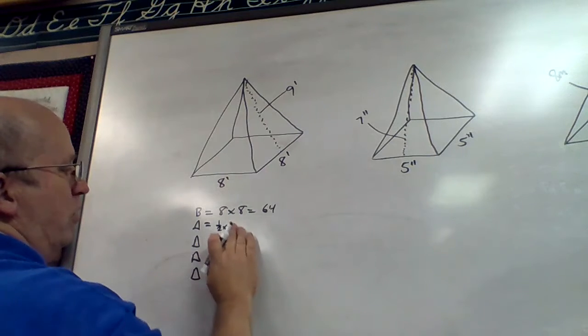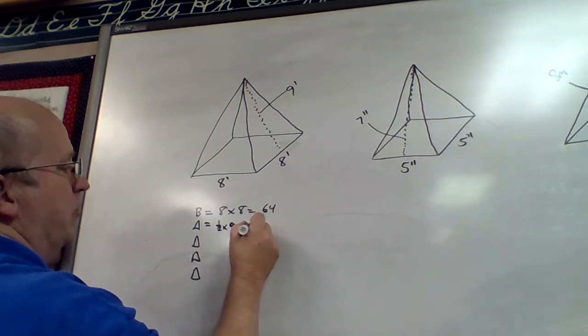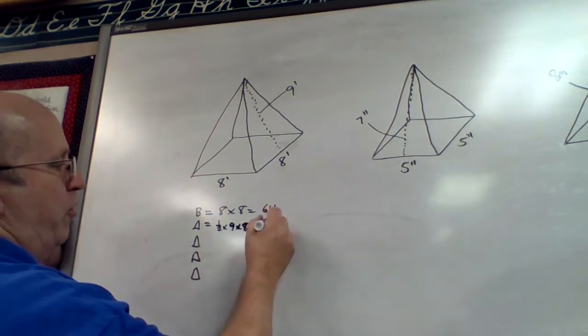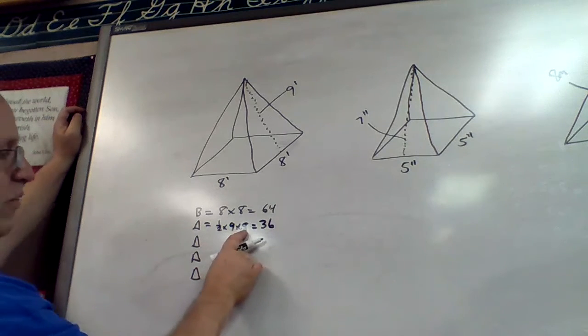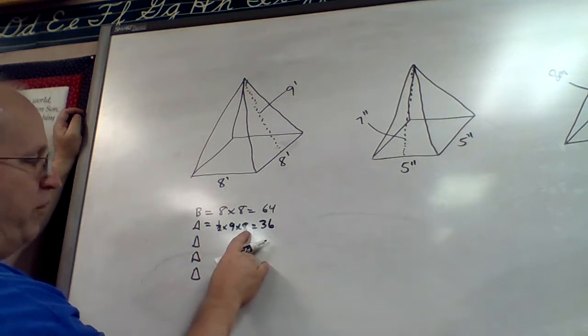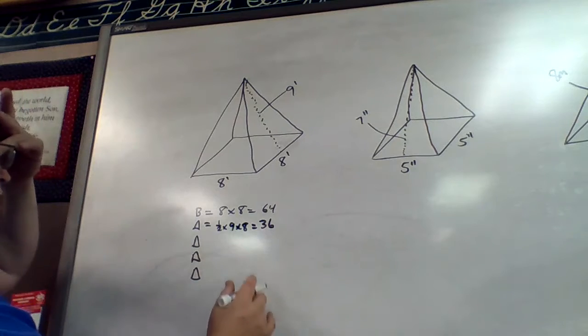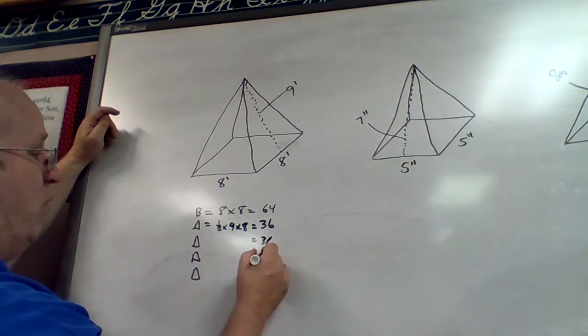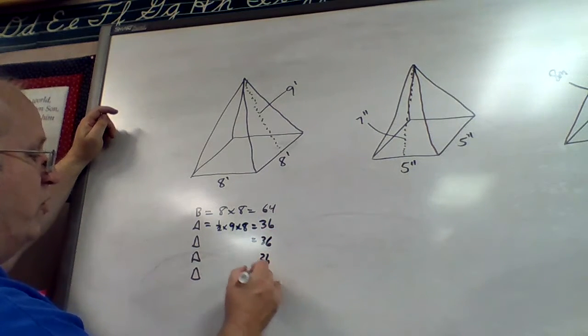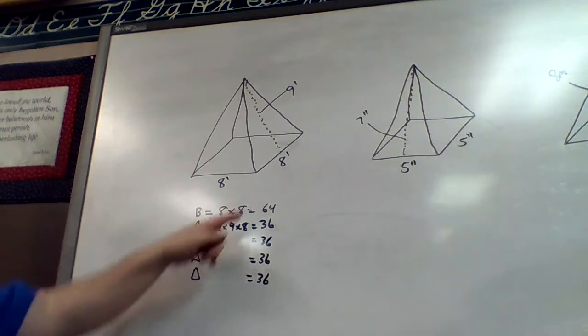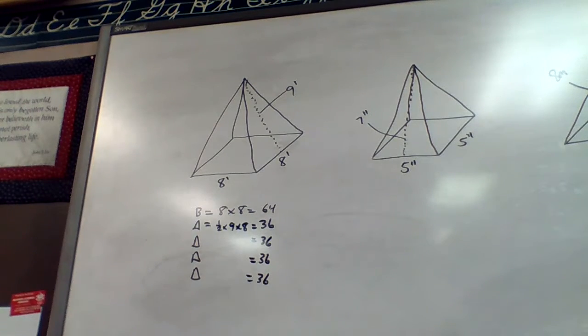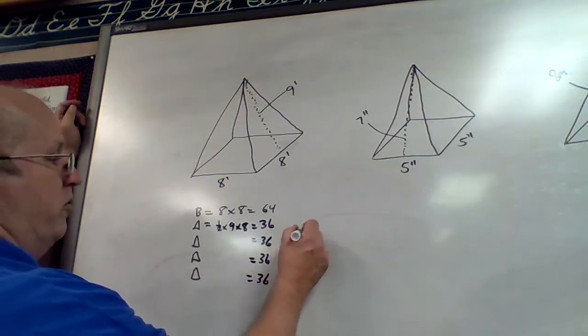right here. So I'm going to rewrite this as 1/2 times 9 times 8. And that would be 36, because 1/2 of 8 is 4, 4 times 9 is 36. And if it's 36 for that one, it's got to be 36 for all the others. So we have 5 numbers. We're going to add those all together.